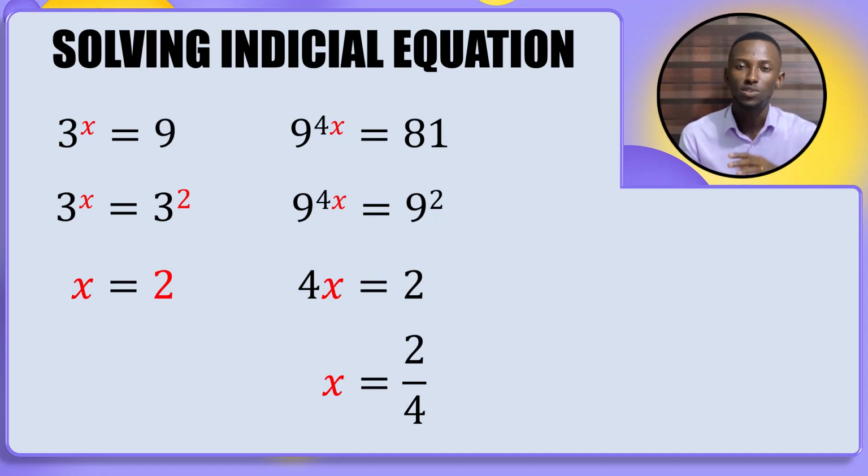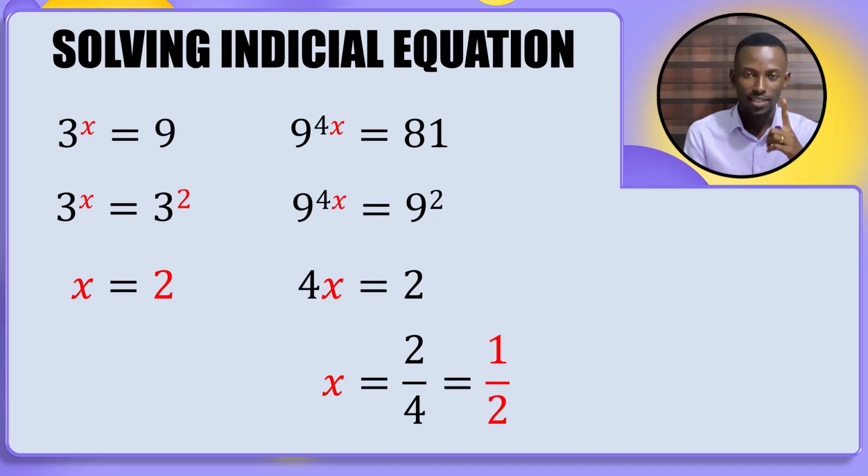But this fraction, which is 2 divided by 4, is not the simplest form we can possibly have. So we need to reduce it or simplify it into 1 over 2. The 2 at the top will divide itself once and divide 4 twice. So x is actually 1 over 2.